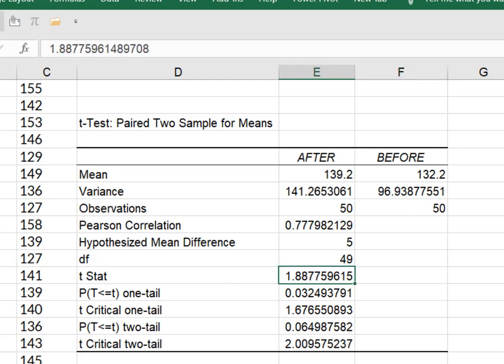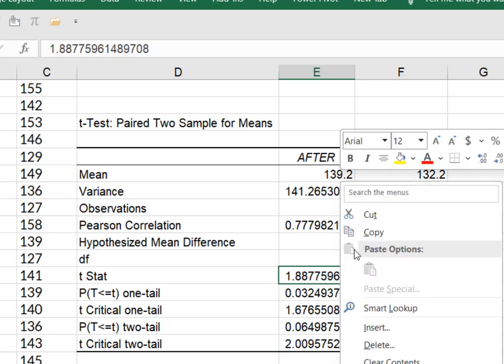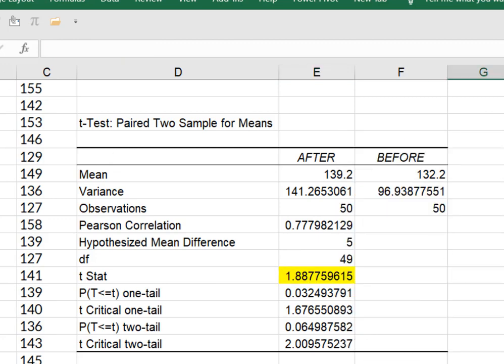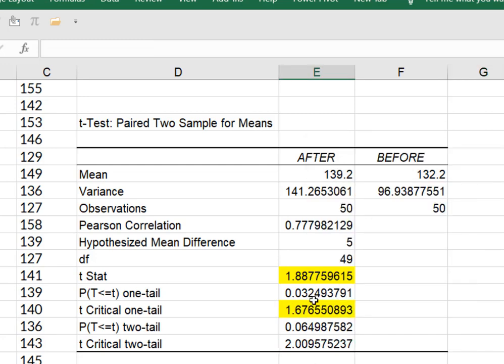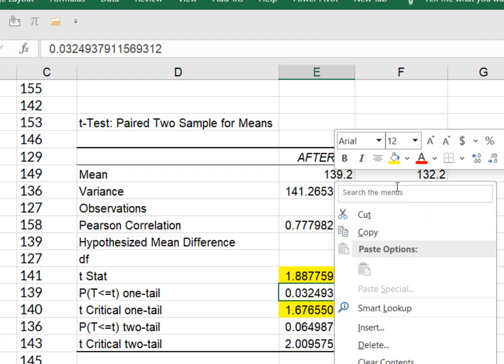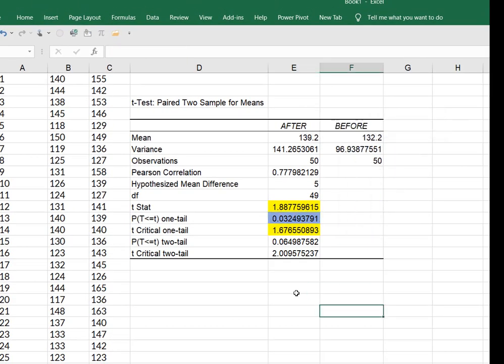So we see our calculated t statistic here is 1.88. Our critical value is 1.676. So we know that our t statistic is larger than my critical value, which means that's a big old reject decision. And then if we look at our p-value, it is 0.03. So we have a p-value of 0.03.